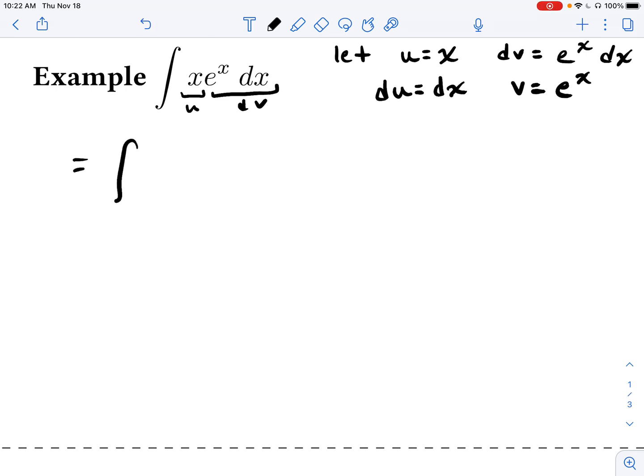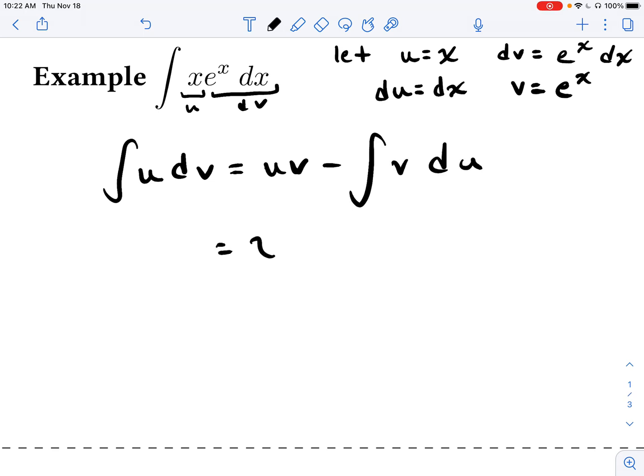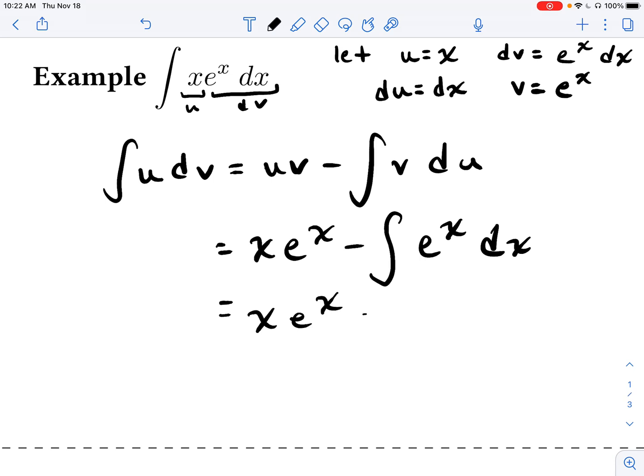We can just say the integral of u dv is equal to uv, and I should probably erase these, uv minus the integral of v du. So u times v, x times e to the x, minus the integral of v du, which is e to the x dx. Oh, well, the integral of e to the x is pretty simple. This is just x times e to the x minus e to the x plus our constant c.